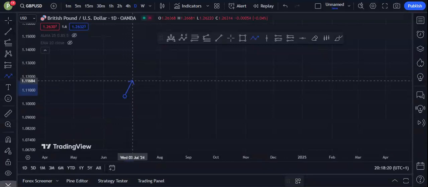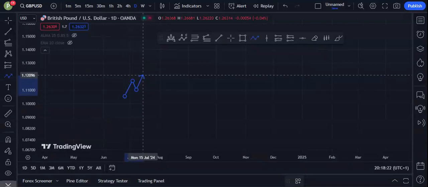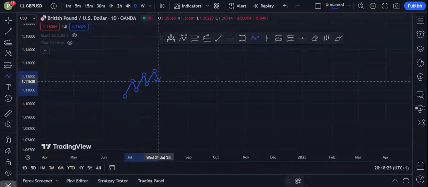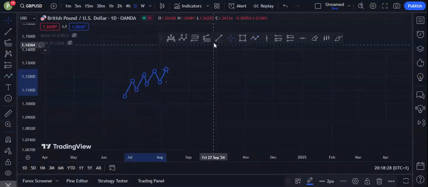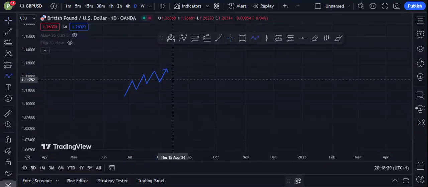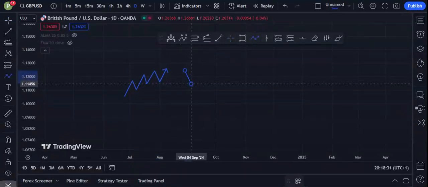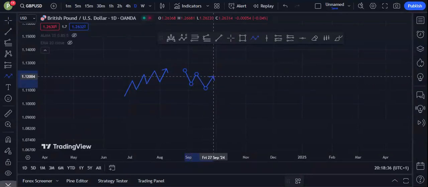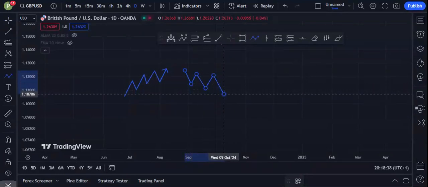First, we know that an uptrend makes a series of higher highs and higher lows, just like this. Same thing here, a series of lower highs and lower lows on the downtrend.